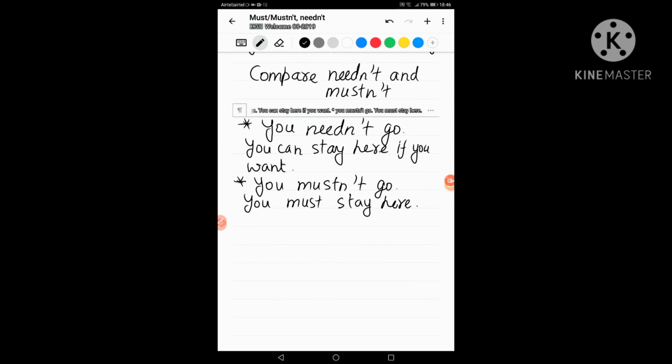Now, how will we compare needn't and mustn't? So, for example, you needn't go. You can stay here if you want. What is the meaning of this? It means you don't have to go, if you want you can stay here. And you mustn't go. You must stay here. Fine. So that's all about must, mustn't and needn't.